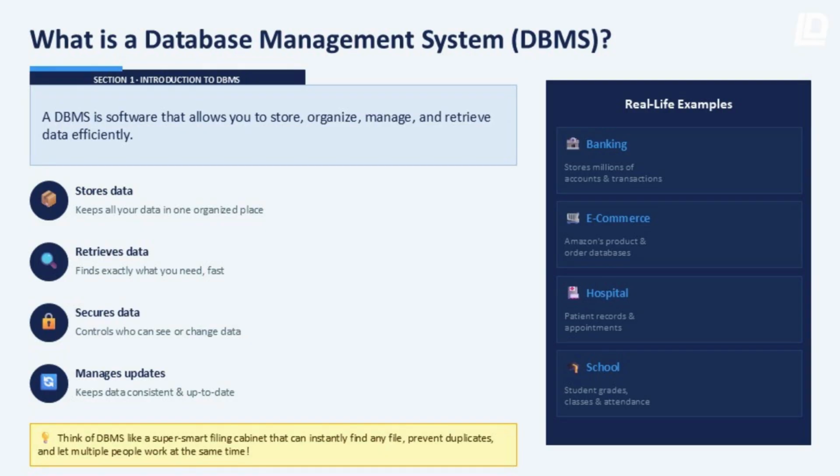A database management system or DBMS is a software that allows users to store, organize, manage, and retrieve data efficiently. Instead of keeping data in scattered files, a DBMS structures the data in a way that makes it easy to access, update, and maintain. It ensures data consistency, security, and integrity, especially when multiple users are accessing the same database at the same time. In simple terms, a DBMS acts as the bridge between the user and the data.